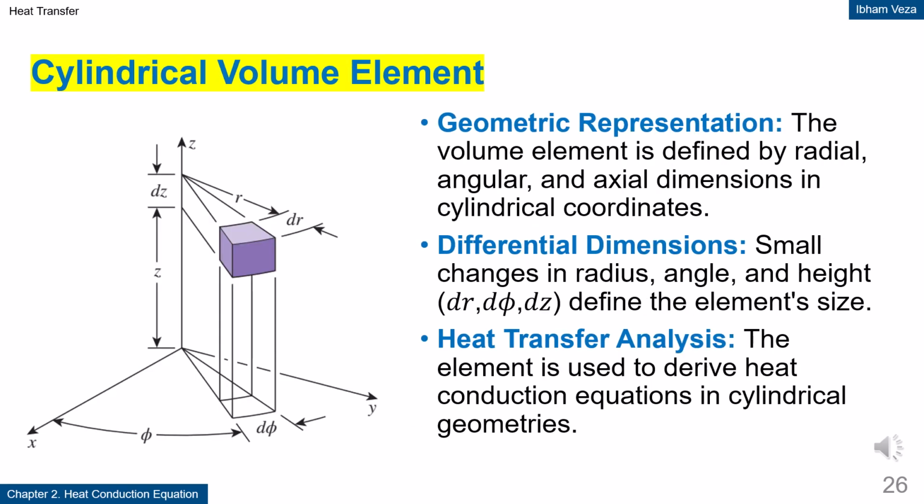Cylindrical volume element. A volume element in cylindrical coordinates is defined by small changes in radius, angle, and height. Its geometric shape follows the cylindrical coordinate system. This element is used as the basis for deriving the heat conduction equation. Each face of the element has a different area depending on its position. This approach is very important for the analysis of pipes and cylinders.